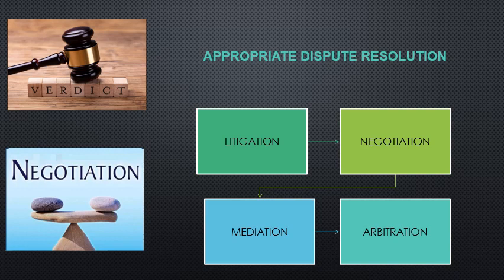And then mediation, we are using a third party to come in and mediate for both parties and try to settle their dispute. And then we have arbitration. In arbitration, we have a third party once again that comes in and just imposes whatever judgment he deems fit for both parties, right? So these are the appropriate dispute resolution mechanisms that are there.